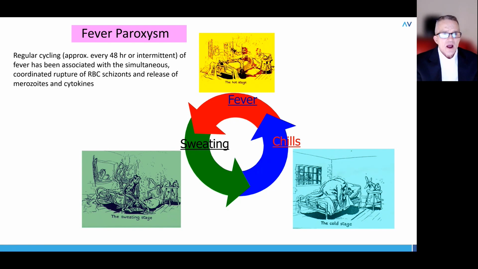It's been associated with the simultaneous coordinated rupture of all of the RBC schizonts. Remember, schizonts contain all of the merozoites. But also these red blood cell schizonts have a lot of cytokines within. All of that is released into circulation. And it's believed that that is the cause of this fever that cycles.